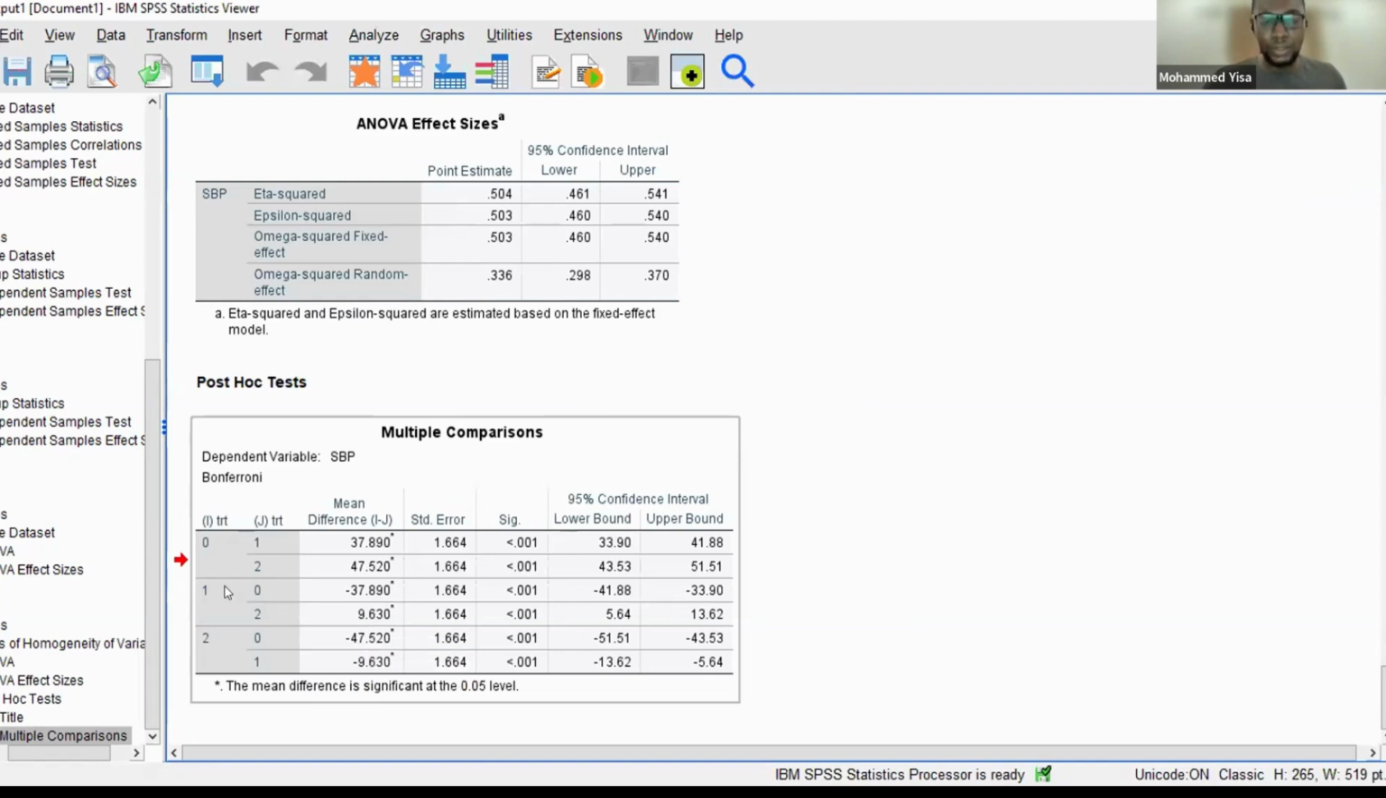And if you look at the old drug versus placebo, if you subtract placebo from old drug, you can see that you are subtracting something that is larger from something that is smaller, and that's why you have a negative sign. It just means that the BP in people who receive the placebo is greater than those who receive the old drug. So it's just a reverse of this. You can see that 1 and 0 and 0 and 1 are the same. It's just the sign that is different.